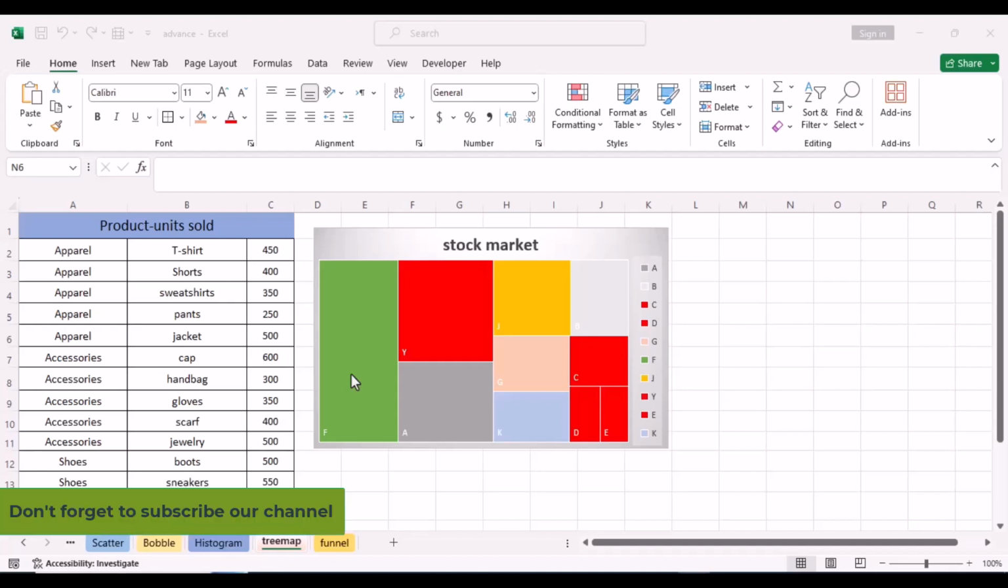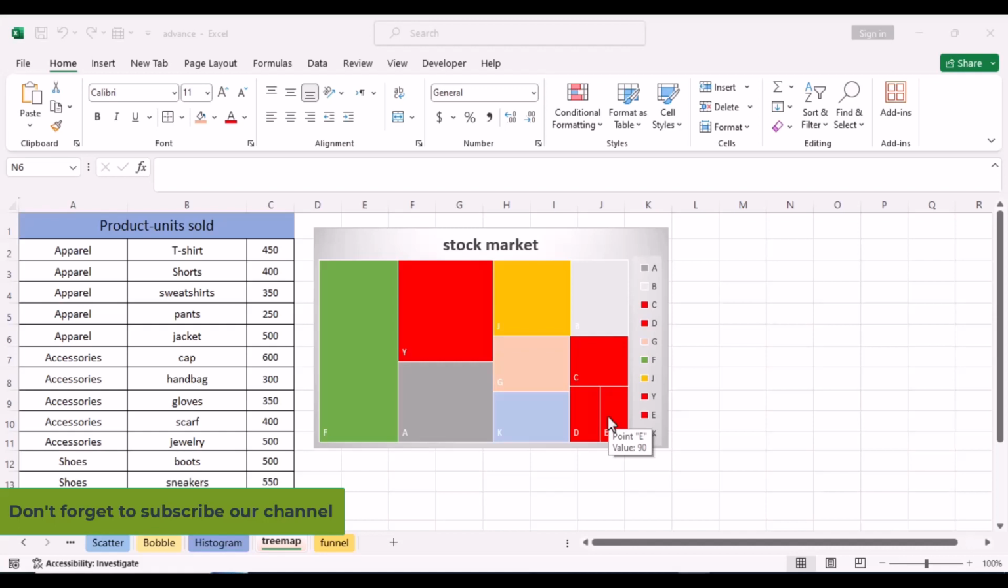TreeMap chart is one of the types of chart in which large numbers and data are displayed with large squares and small numbers and data are displayed with small squares. This chart is also an interesting chart, but it's relatively less useful.